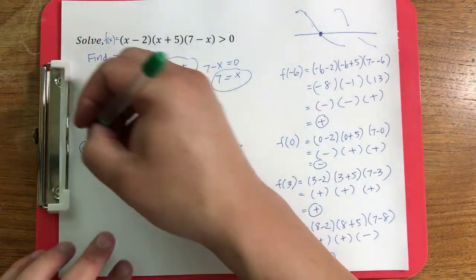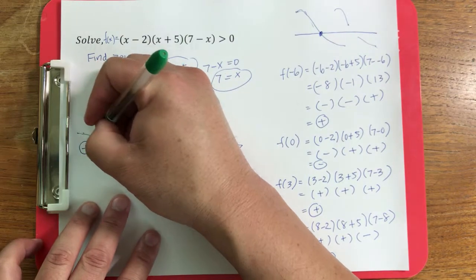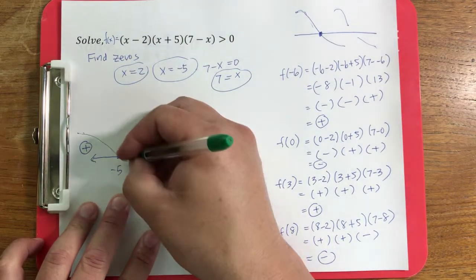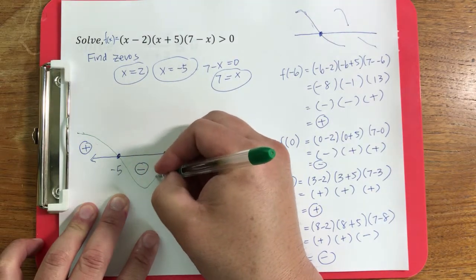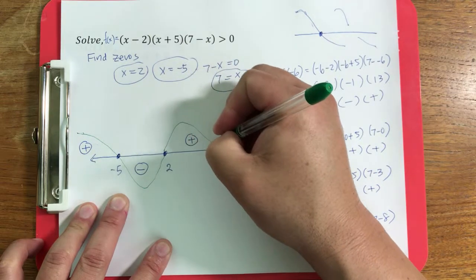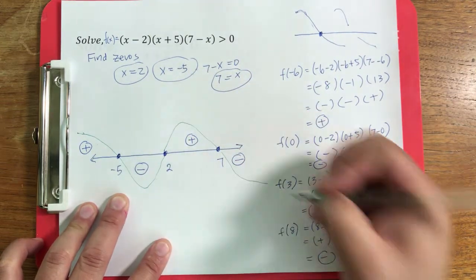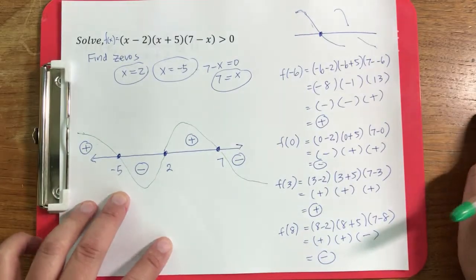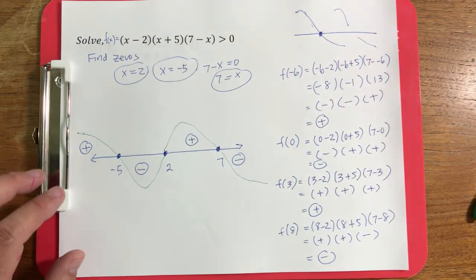So roughly I know that my graph will be in the positive y area if it's smaller than negative 5. Then the next interval will transition to the negative area, and then it'll transition to the positive area, and then it'll just stay negative. Why? Because I know that I never ever hit the x-axis again. Okay. Now, let's solve this problem.